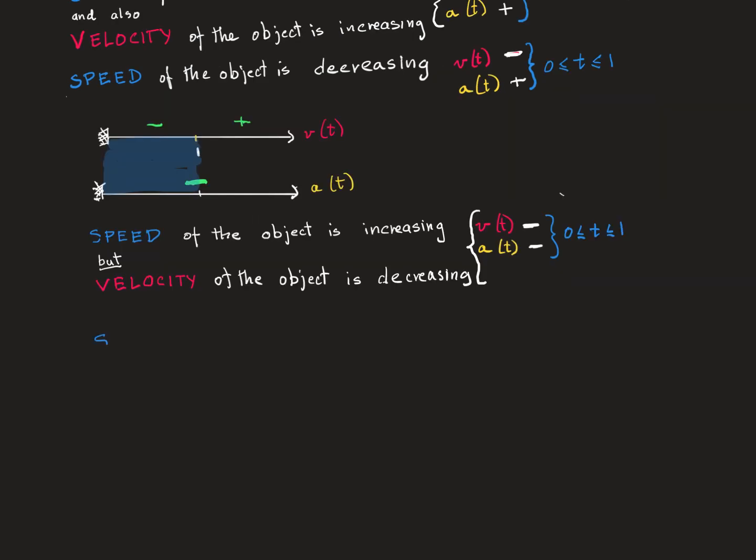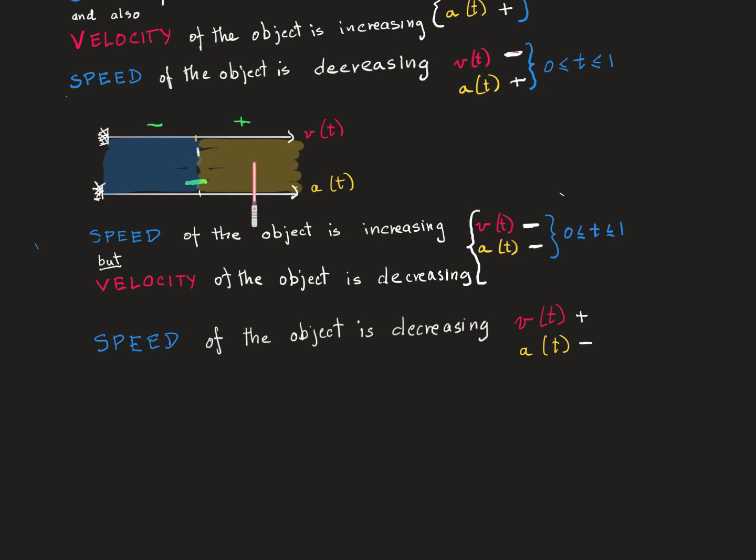And lastly, the speed of the object is decreasing when the velocity function is positive and the acceleration function is negative. And that will happen in this yellow area. So we could write that this will happen when t is greater than or equal to 1.